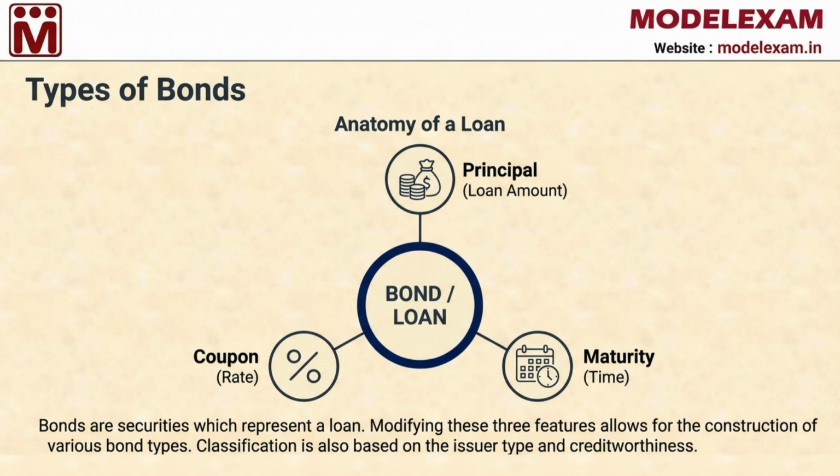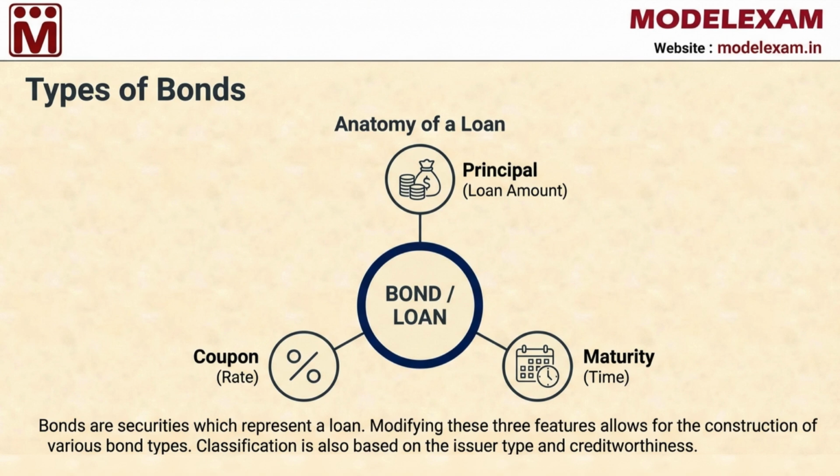Let us start by looking at the basic anatomy of a loan to understand how these variations work. Every standard loan or bond has three core pillars. First, there is the principal, which is the actual loan amount being borrowed. Second, there is the coupon, which is the interest rate paid to the lender. And third, there is the maturity, which is the time period after which the loan must be repaid. By modifying these three features, we can construct various types of bonds.